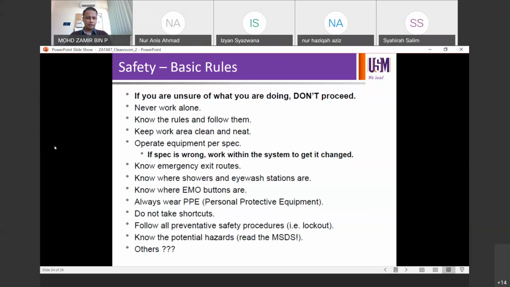So it happens from time to time. Know where showers and eye wash stations are. I had one experience on this when we were working on preventive maintenance last time on the equipment. I was in the fab area doing the maintenance on the equipment, and our vendor was in the sub fab doing maintenance in the sub fab area on the chemical cabinets.